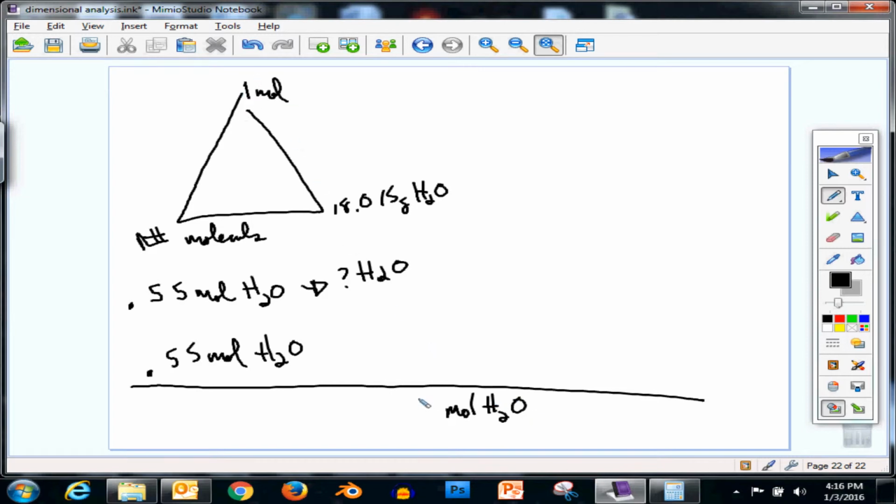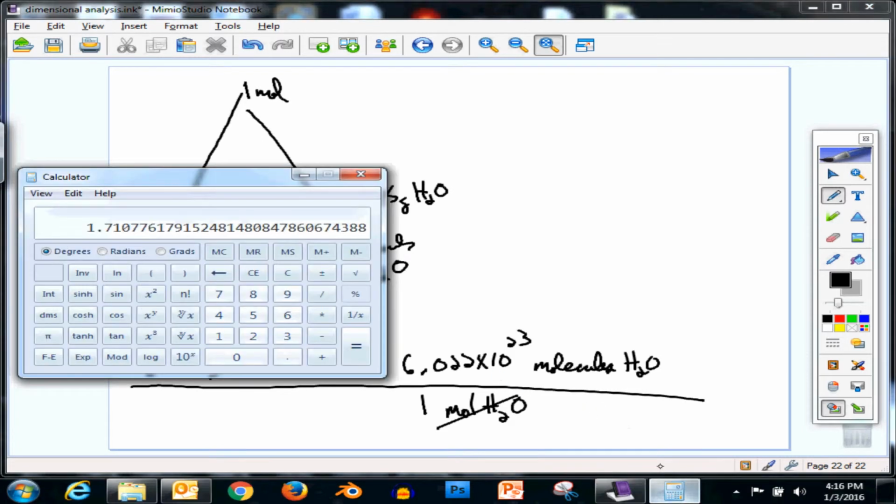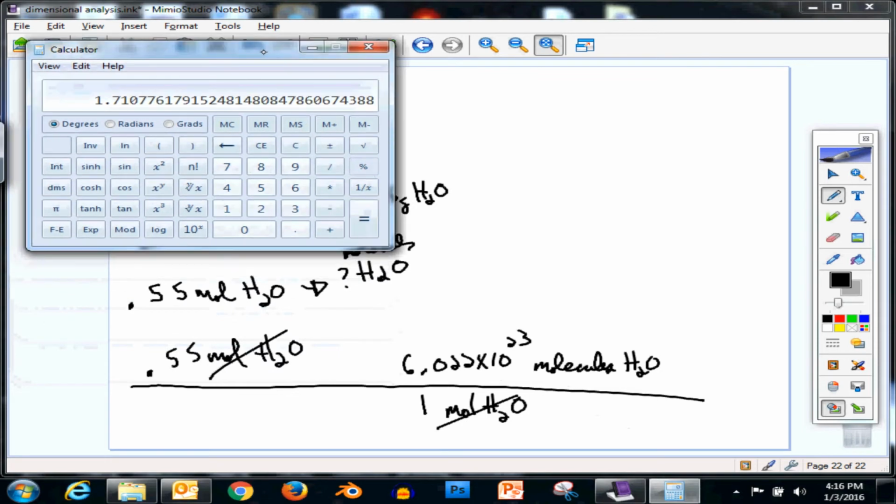Okay, so we do the same thing. 0.55 moles H2O is what we're given. So we put it on the line. What's on the line? So that goes down here. What's the number on the triangle? 1. We're going to be looking for molecules. So where's molecules? It's over here. So now we got to write the number. 6.022 times 10 to the 23rd molecules H2O. Moles cancel. Now I just got to multiply across the top and then divide by the bottom.